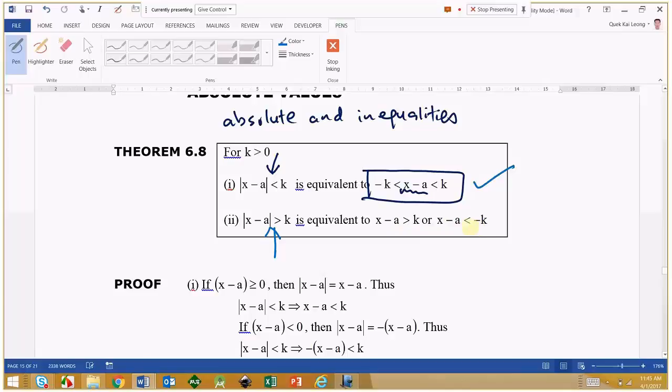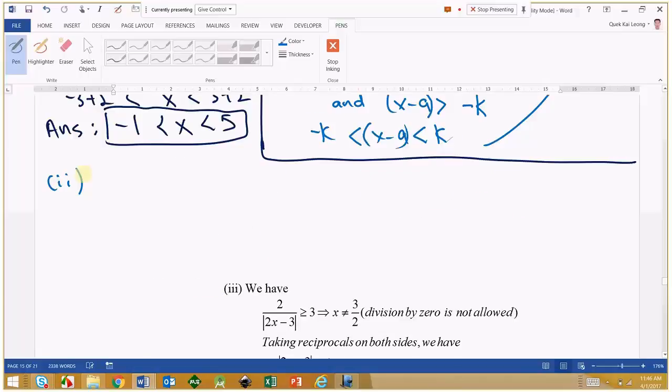Now the proof for this, you do it on your own. If you can't get it right, you find out from me next week in class. The proof I will not do. What I've done is I proved this for you. You can use similar techniques to prove this second result, when absolute x minus 2 is greater than 4.